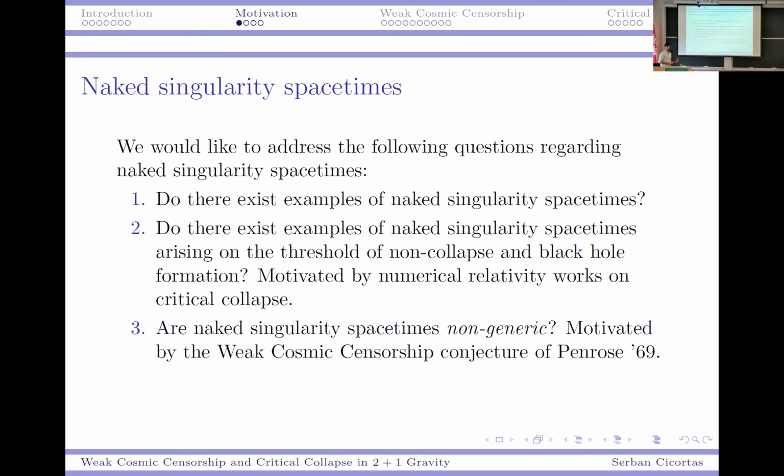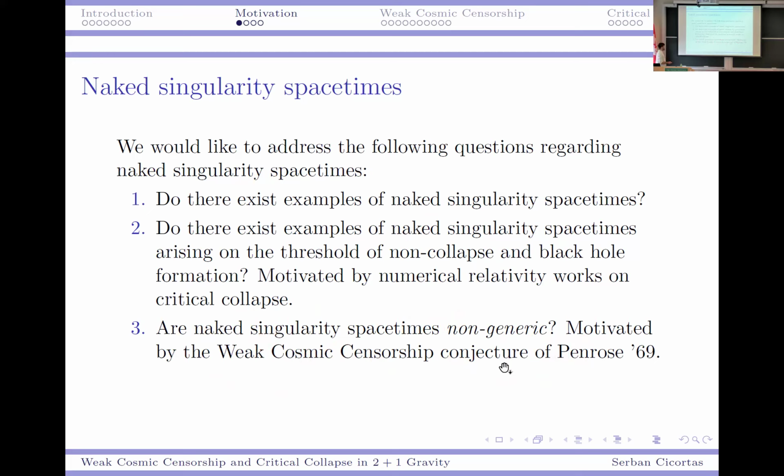Okay, so these first two questions are about the existence of, and constructing examples of, naked singularities. But then you would also like to ask how common naked singularities are, right? Because these have a singularity that is not inside of a black hole. They're supposed to be quite pathological. So the question you're asking is whether naked singularity spacetimes are non-generic. This is a statement of the weak cosmic censorship conjecture of Penrose, which in its full generality is completely open. It's one of the main open problems that we have. And I'll talk about this problem in symmetry.